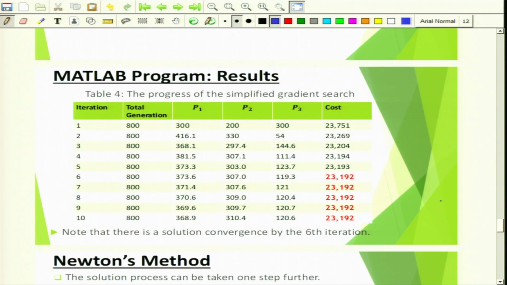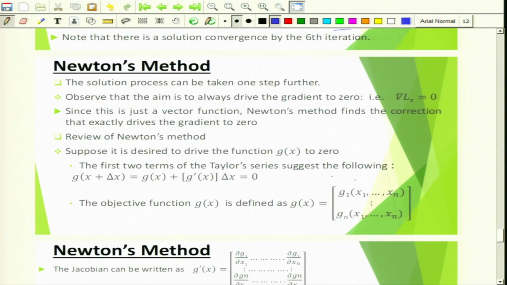Now if you solve this problem by using a Matlab program, then you can find out that in the earlier case the fuel costs were not converging, you can see here, now it is converging, you get the same value. That means the generators combination is almost in an optimal manner. Now there is another important method, which is Newton's method, which is even faster compared to the modified gradient method, right.